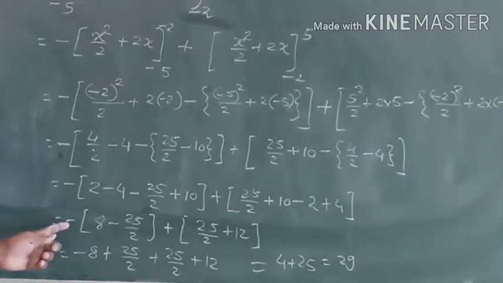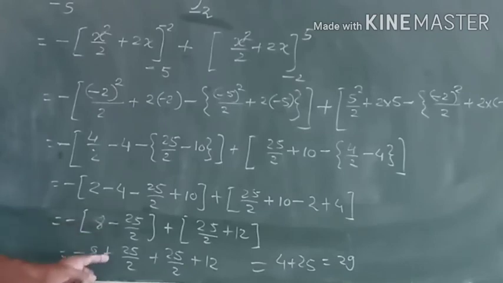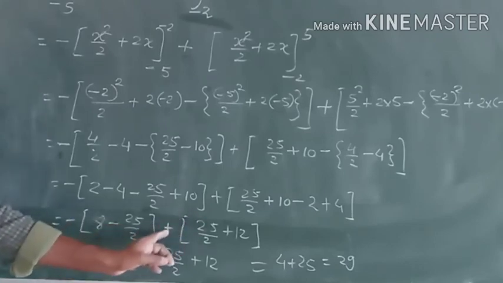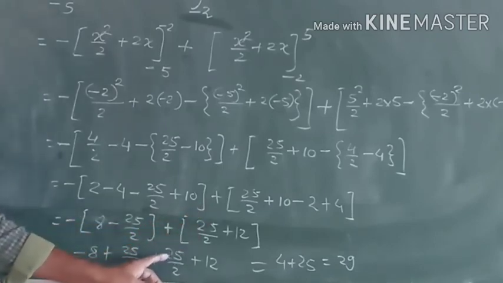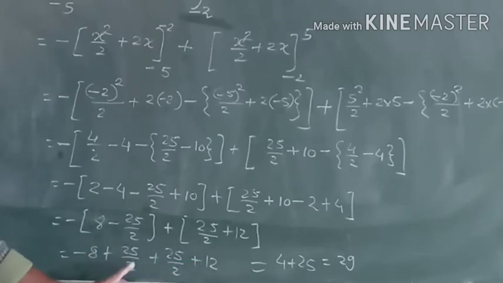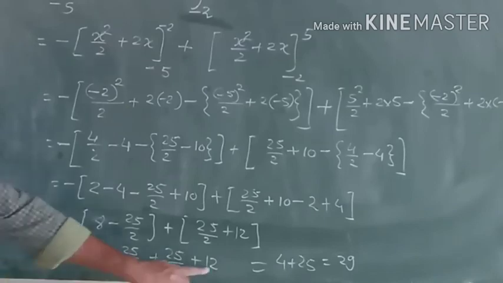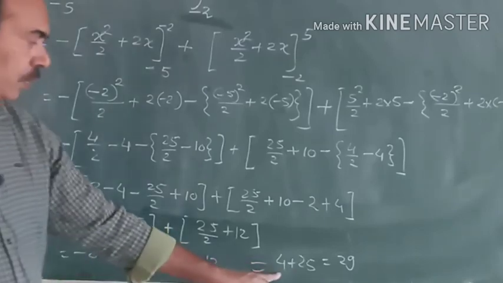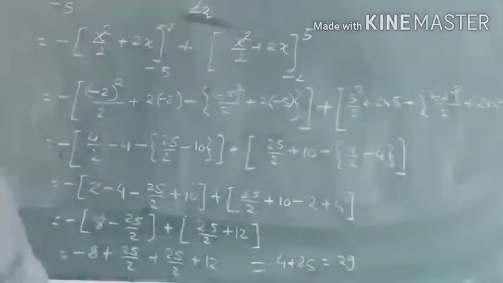Now open this bracket, so you will get minus 8 and minus minus plus 25 by 2. Here this is the plus sign, so simply it is 25 by 2 plus 12. So 25 by 2 and 25 by 2 you will get only 25, and 12 minus 8 you will get 4. So 4 plus 25, your answer is 29.